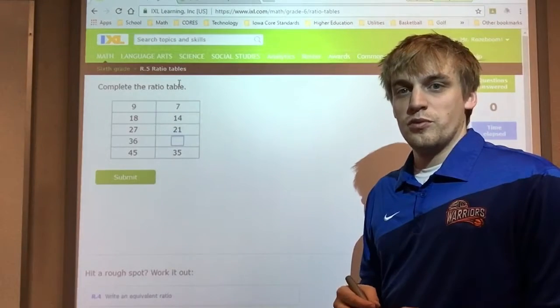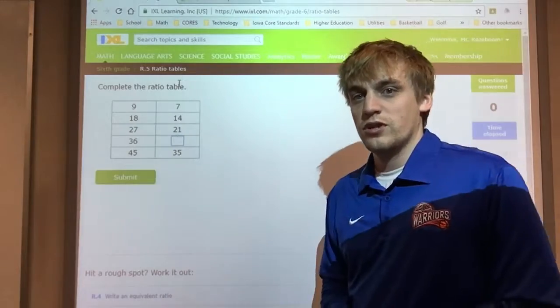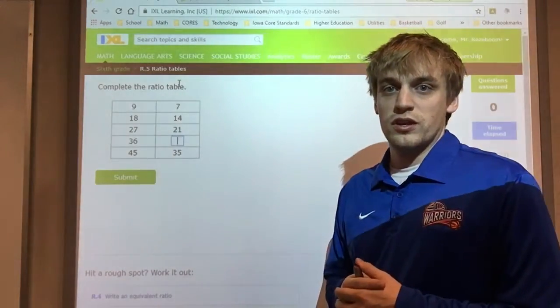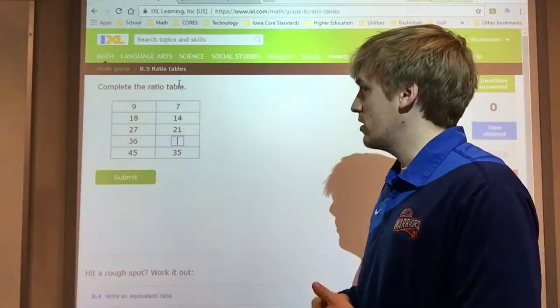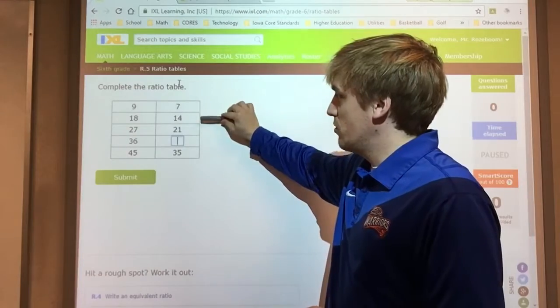All right, I'm going to go through a few problems that you're going to see on your IXL and Khan Academy, and we're going to talk about ratio tables. So the first one we're going to go through is your IXL. On IXL, it's going to look like this. It's going to just have a table, and each row is equivalent to the next.